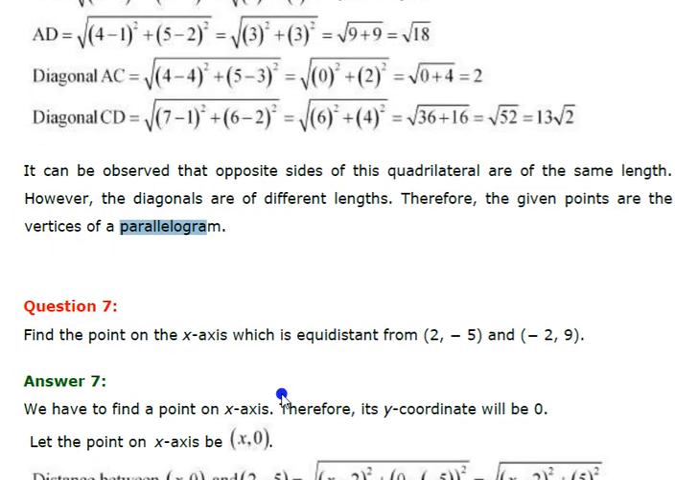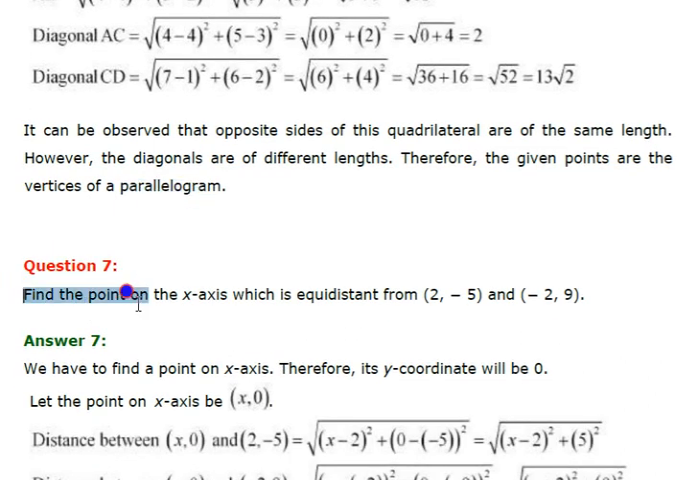now come to question number 7, and it is a very important question from the exam point of view also. Now see what is given here. Find the point on the x-axis. This is an important concept. When it asks for a point on the x-axis, it means we have to find the point on the x-axis which is equidistant from these 2 points. So there is one point on the x-axis and that point is equidistant from 2 points.